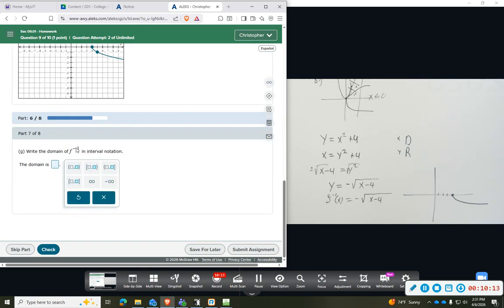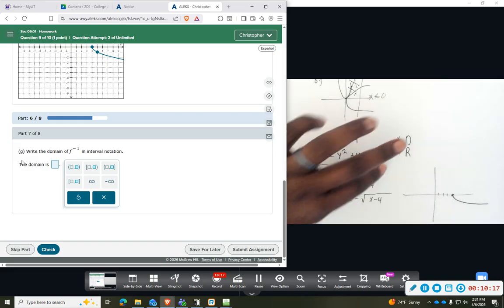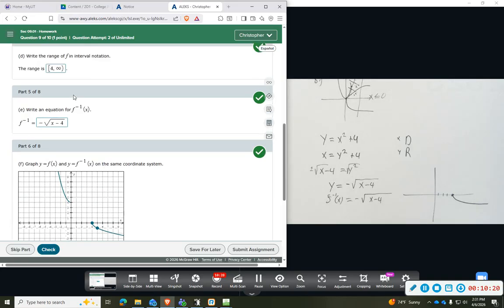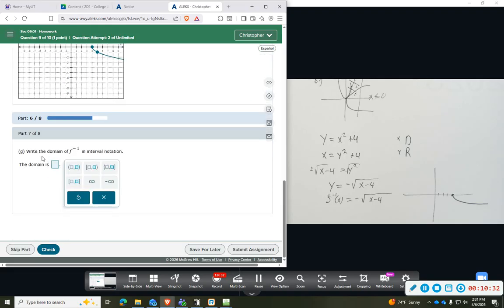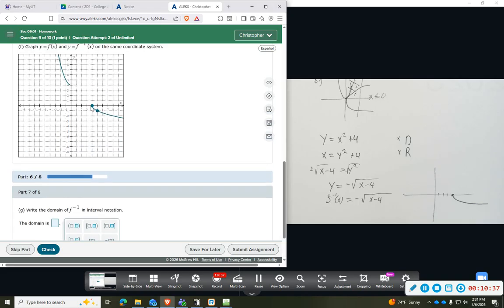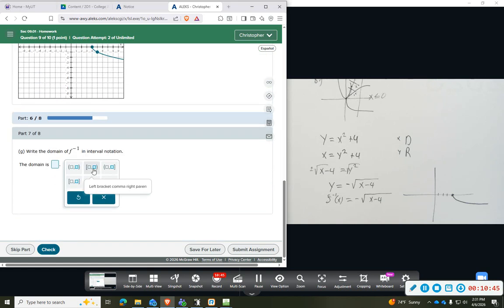It now wants to know what is the domain. So again, what I was mentioning, when you do the inverse and you interchange x and y, you interchange your domain and range. So you can pretty much just use the domain and range up above. So this was your domain, this is now your range, and this was your range, it is now your new domain. So we're just going to be inverting those. So my domain, as you can see, is going from 4 to infinity, and that was the range. So I'm going to put 4 to infinity.